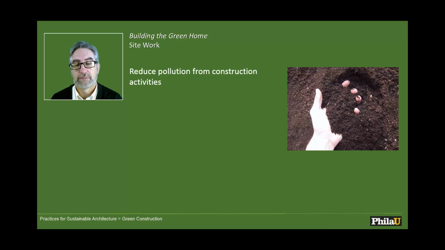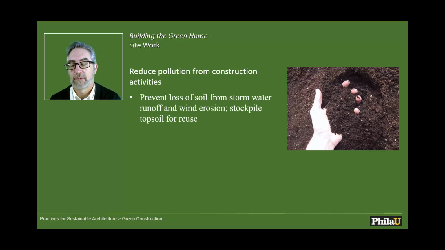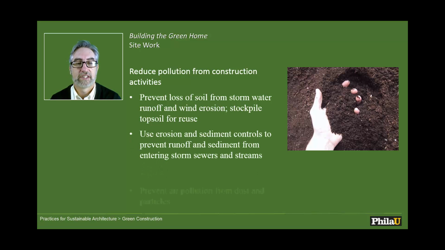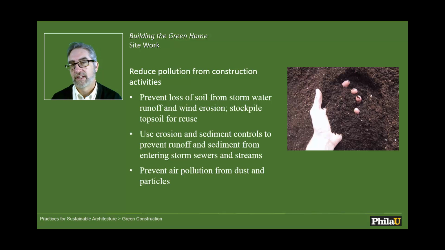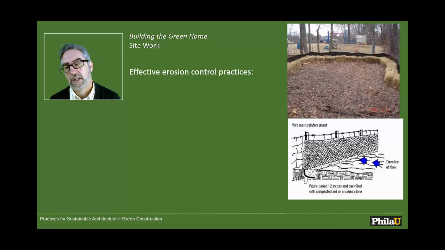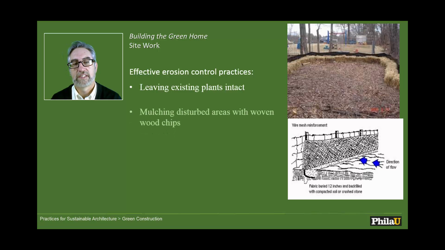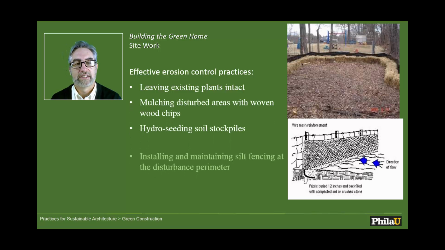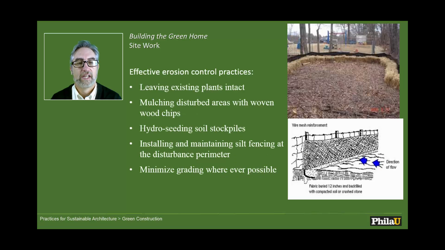Now, we want to reduce pollution from construction activity. So we want to prevent loss of soil. We want to use erosion and sedimentation control. This is a little repetitive, sorry about that, but we know that by doing this, we're going to prevent a lot of air and dust particulate pollution. So here's some examples of how we might do some of this erosion control. And I'll ask you a question here. Which one of these tactics or strategies do you believe is the most effective in preventing or preserving a site's ecosystem?